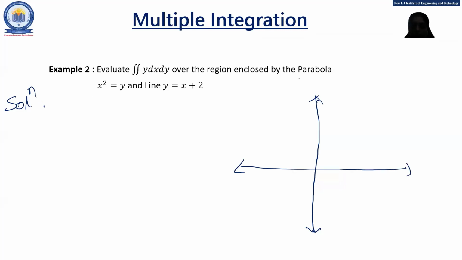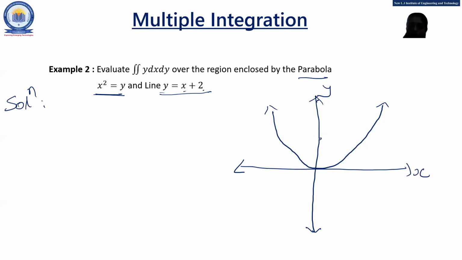Students, parabola x square equal to y means x has power 2. It means this is surrounding the y-axis, right? And y equal to x plus 2. What does it mean? If I take x equal to 0, then I have y equal to 2, so the point is 0, 2, right? By taking x equal to 2, I have y equal to 4.